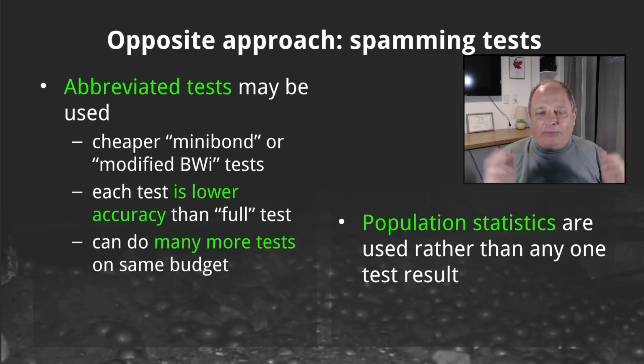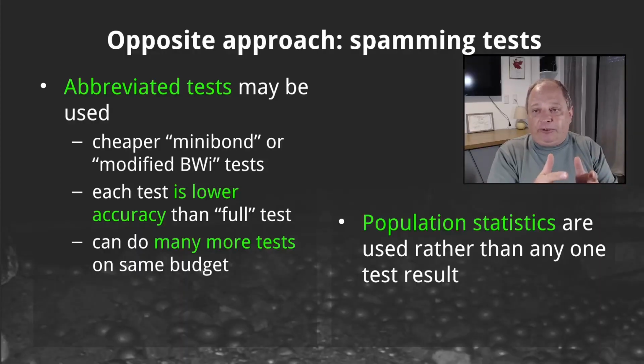So, in really round numbers, let's say we had an abbreviated test that has 1/10 the cost of the full test. You can run 10 tests for the price of one full test. You've got 10 data points, which you can now do statistics with, rather than a single point that you can't do any statistics with. So this opposite approach to a high reliability bond ball mill test is abbreviated tests and lots of them.